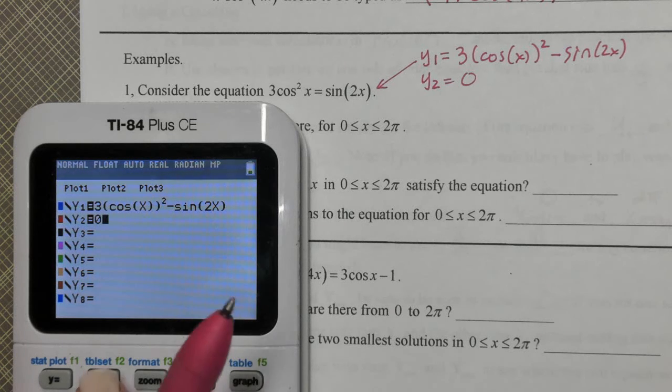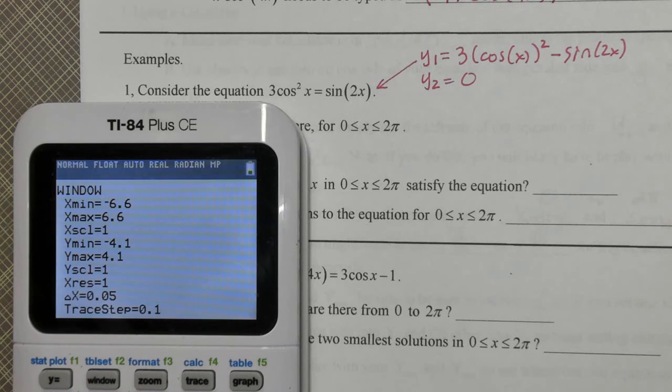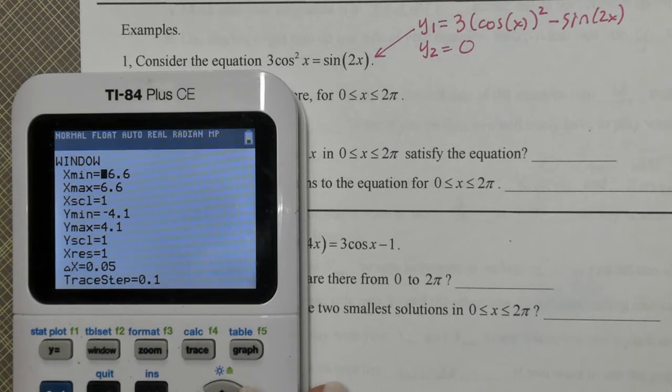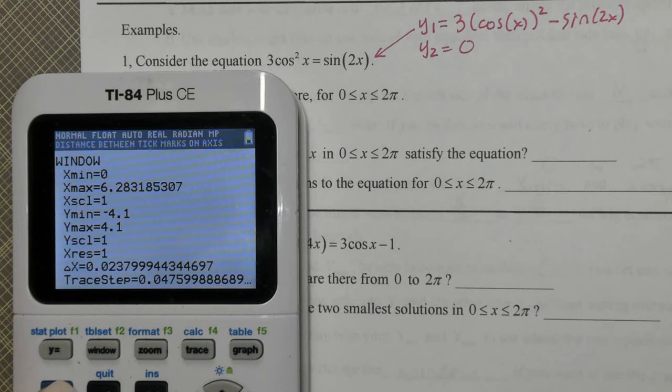Okay. Now for our window, right now I have it, I had just put it on Zoom 4, which is my go-to window. But with trig functions, they tell us that we want to be between 0 and 2 pi. So for my x min, I'm going to put 0. For my x max, I'm going to type in 2, and then I'm going to pi, second pi. When I hit enter, it'll change that to a decimal. Okay, and then for my x scale, I like to see this on all the pi over 2's. So I put pi over 2, and when I hit enter, it gave me that decimal.